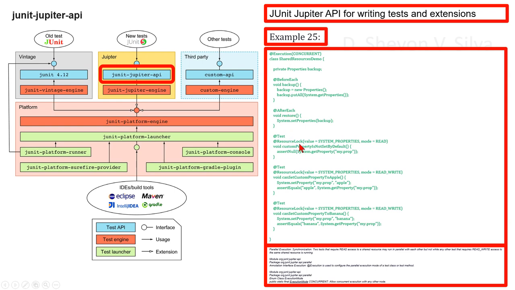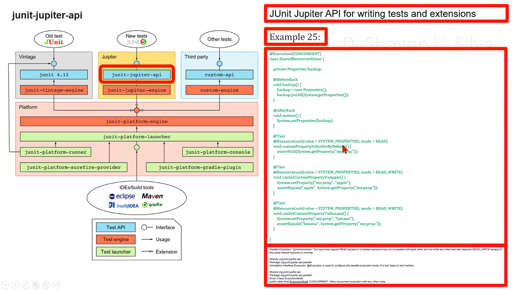The ResourceLock annotation allows you to declare that a test class or method uses a specific shared resource that requires synchronized access to ensure reliable test execution. The shared resource is identified by a unique name, which is a string. The name can be user defined or one of the predefined constants in Resources: system properties, system out, system error, locale, or time zone.